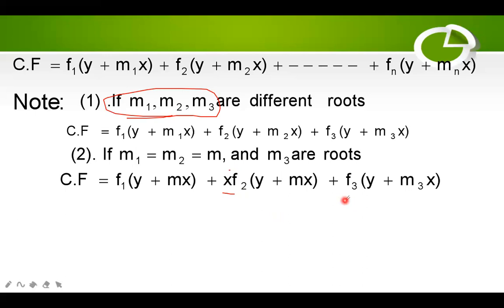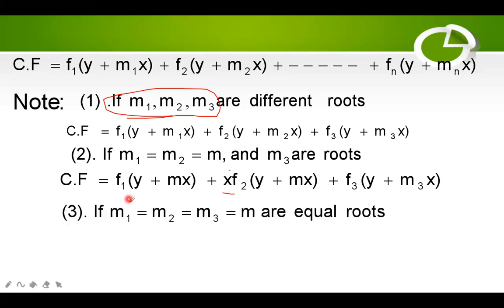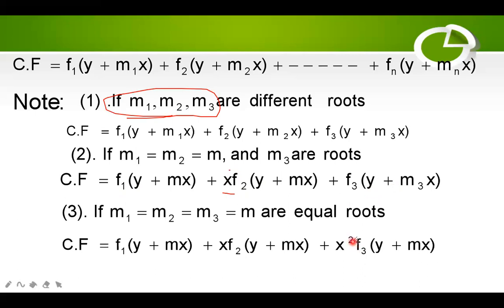Suppose 3 roots are equal. In this case, f1(y + mx) + x into f2(y + mx) + x square into f3(y + mx). So always here the power is n minus 1. Here 3 roots means 3 minus 1, we have to stop there. So like that you can find the solution in case of equal roots.